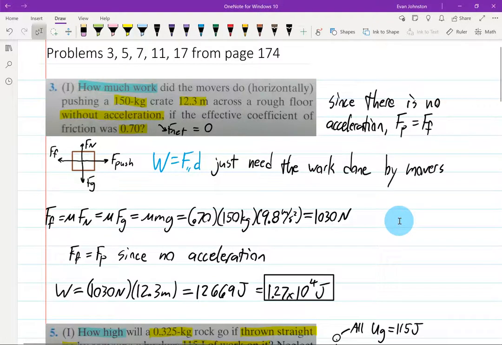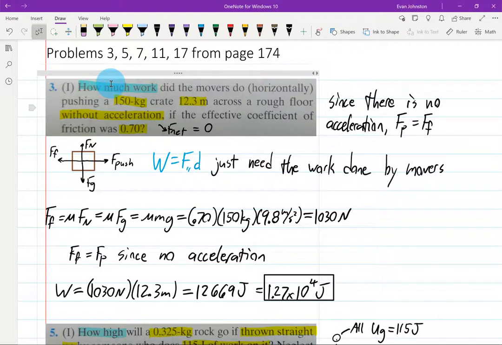Hey everyone, in this video we're going to be going over the thinking and explanation for these intro problems on work and calculating different types of energy, from page 174 in the textbook. For this first one, I have all the math already done, so feel free to pause this when necessary to fill in a little as needed.